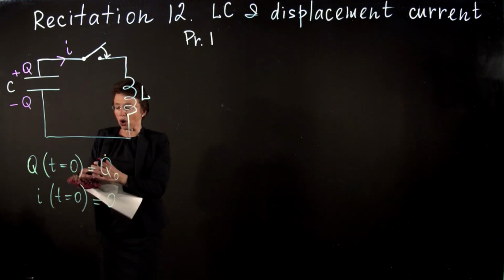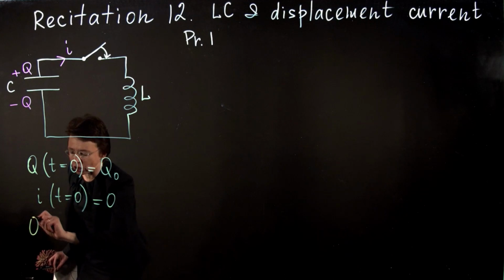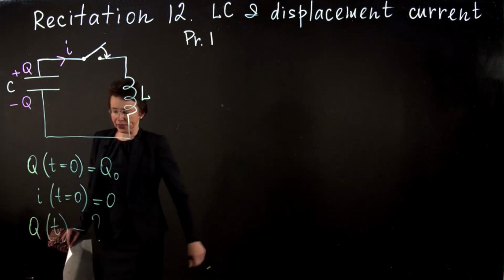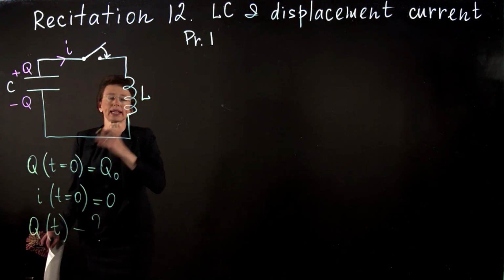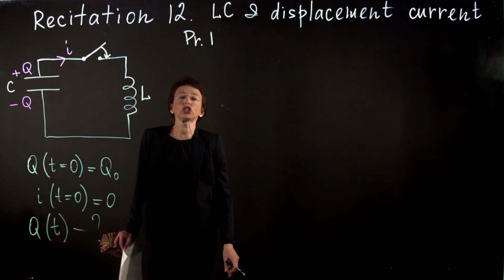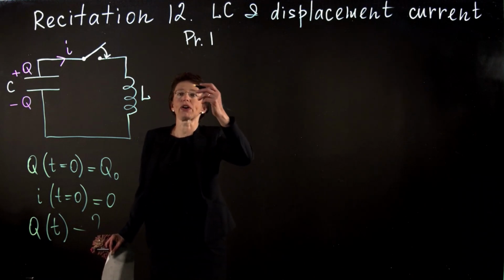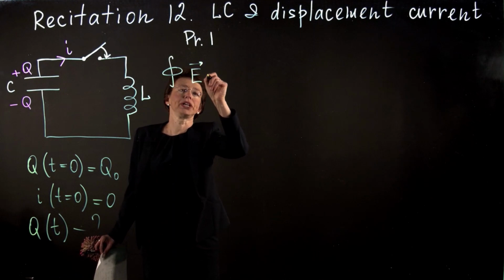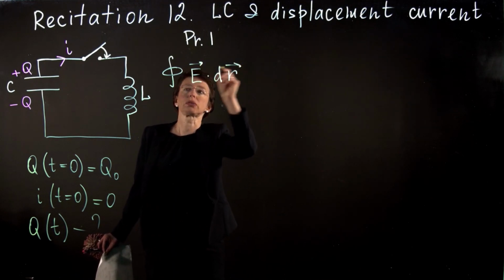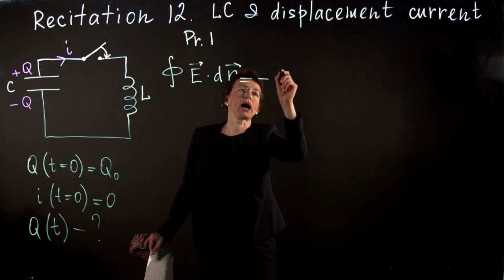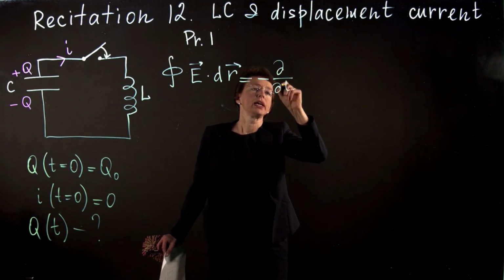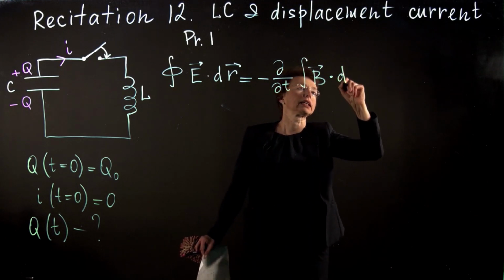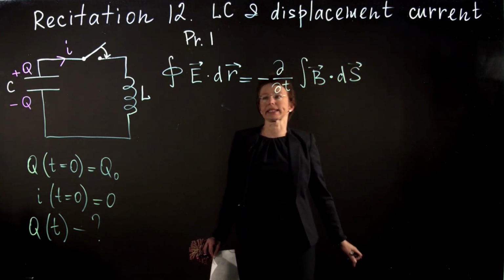Now what are we looking for? We are looking for the charge as a function of time. Let's find the charge on the plates of the capacitor as a function of time. Which law will we use? We will use Faraday's law, which tells us that the integral of E dot dr over a closed path is equal to minus d dt of the changing flux of the magnetic field, integral B dot ds.